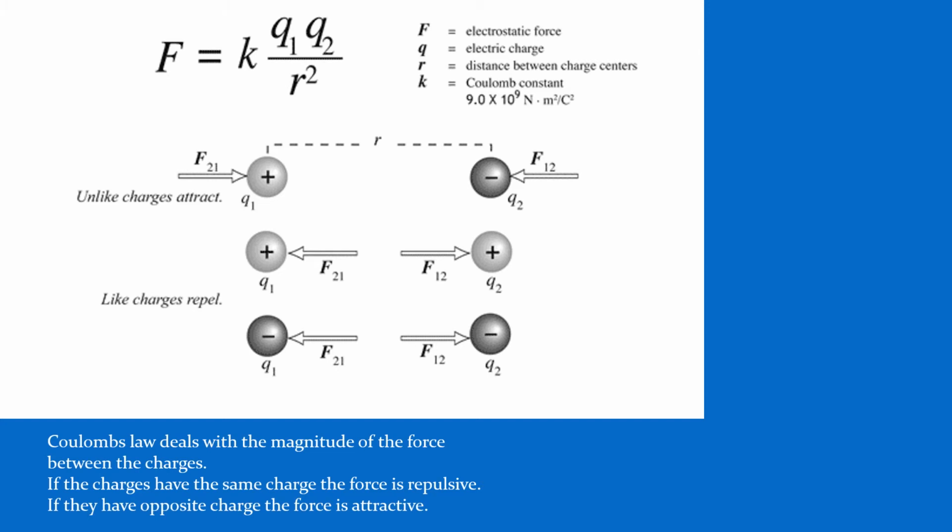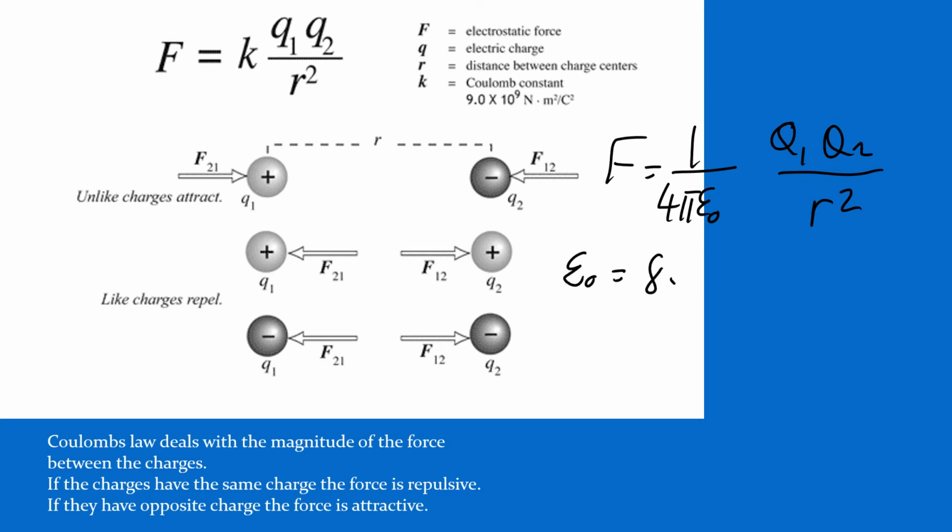So when you look at your formula sheet, you'll see that the force is written like this. So F is equal to 1 over 4 pi epsilon naught Q1, Q2 over R squared. So that's how it's written on your formula sheet, where epsilon naught is equal to 8.85 times 10 to the minus 12 farads per meter.